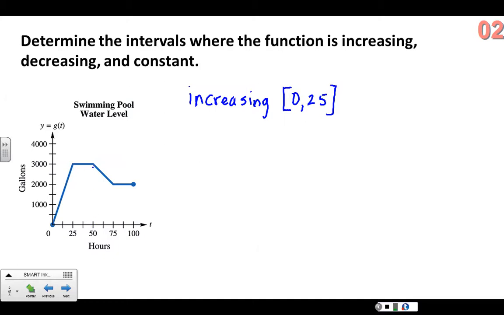Now, notice from 25 hours over to 50 hours, it looks like the 50 mark, yeah. From 25 over to 50, it doesn't go up, it doesn't go down, it stays horizontal, so we say that is constant. It also stays constant from 75 to 100. If you'll notice, there's another horizontal line. So it is constant on two different intervals, between 25 and 50, and also, we'll use a union sign to tie those two intervals together, it's also constant from 75 to 100.